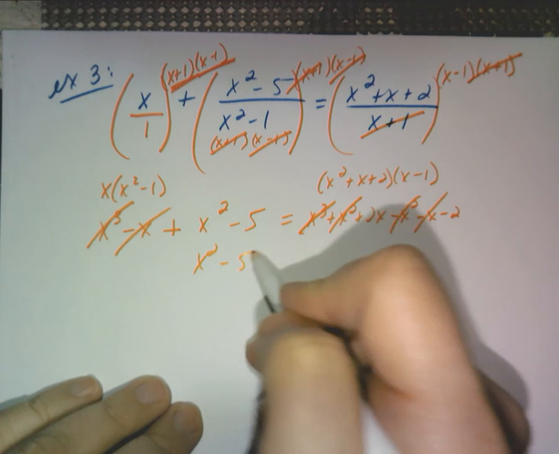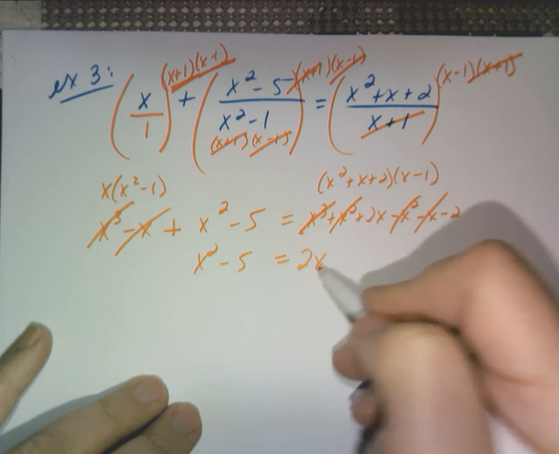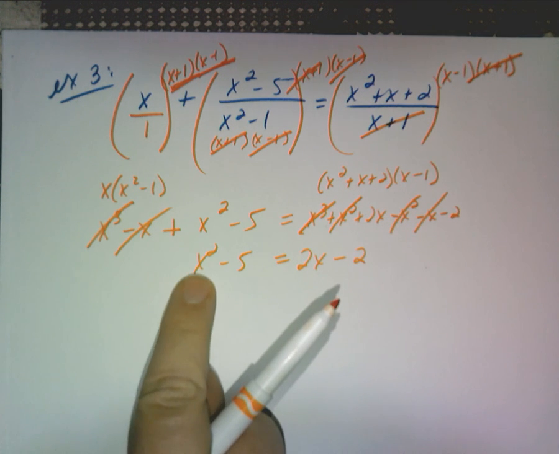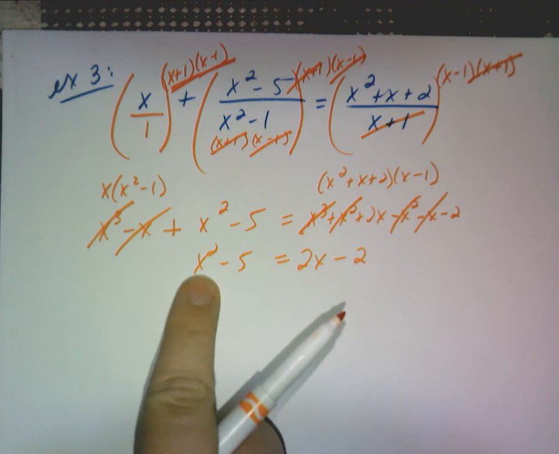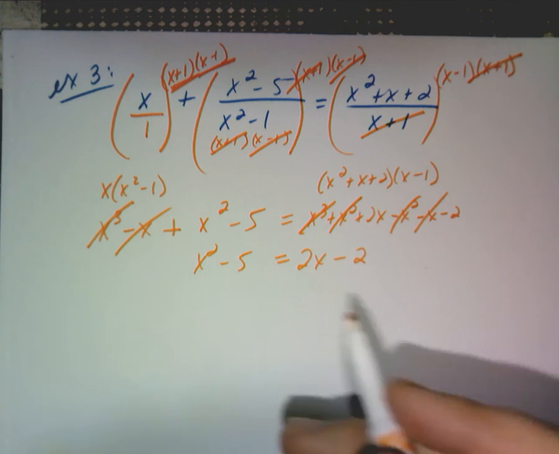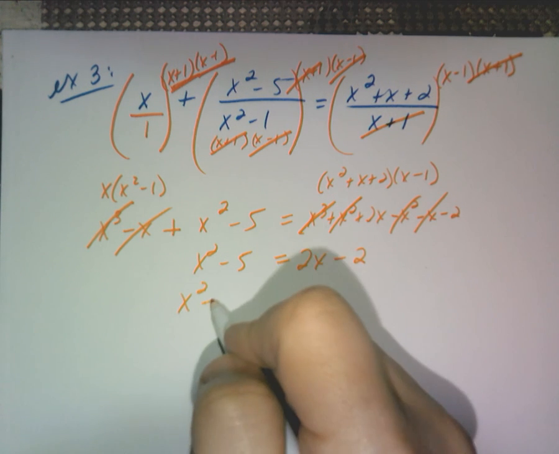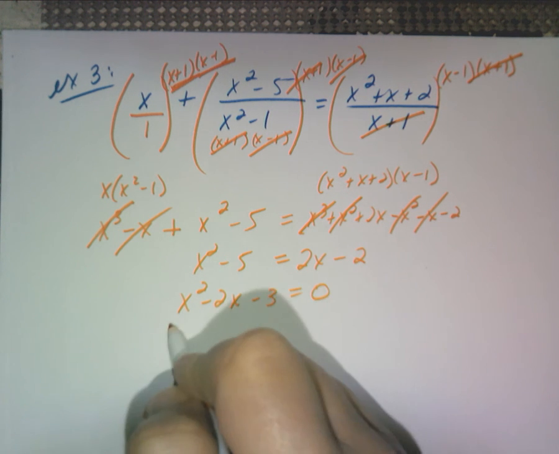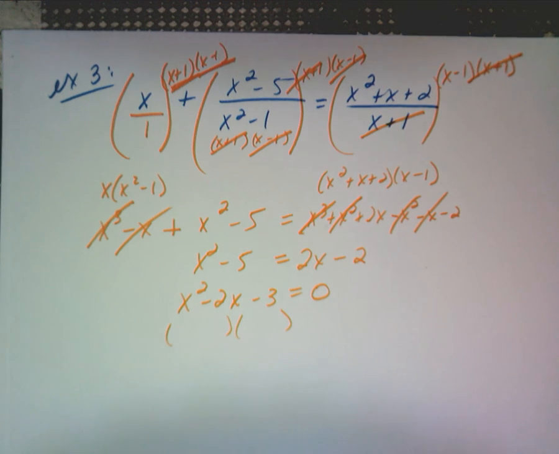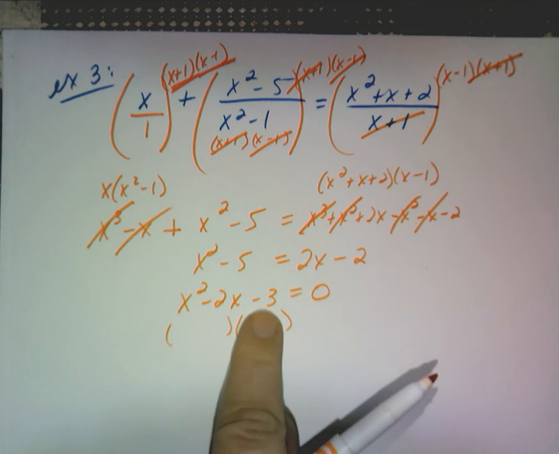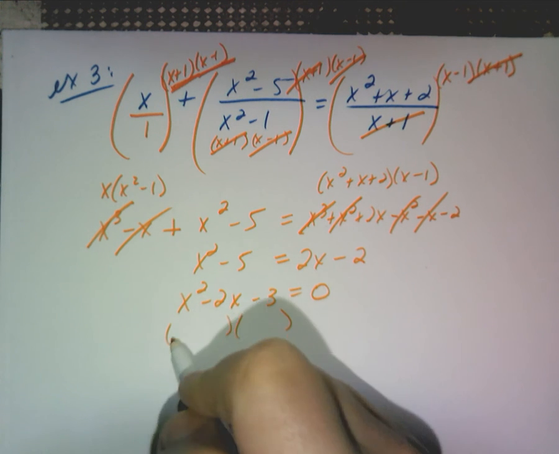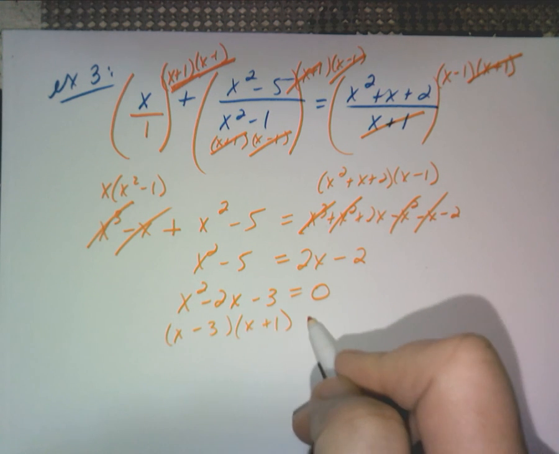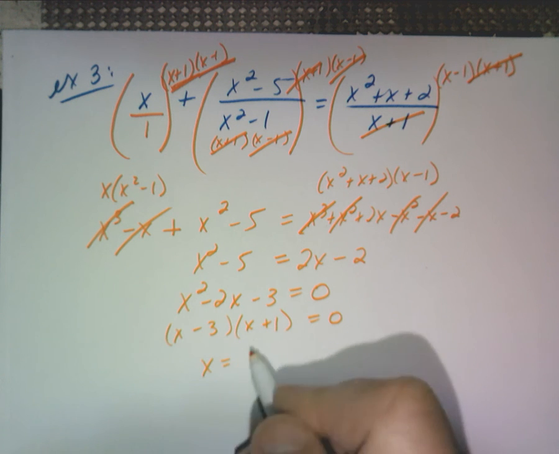So x squared minus 5 equals 2x minus 2. Again, whenever you have a quadratic, set it equal to 0. That's really your best bet, y'all. x squared minus 2x minus 3. Let's see if we can factor. I'm pretty sure you can on this one. Two numbers that multiply to negative 3 but add to negative 2. Negative 3 and 1, right?